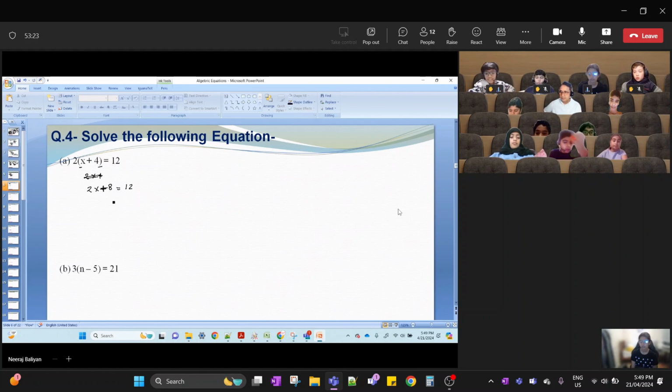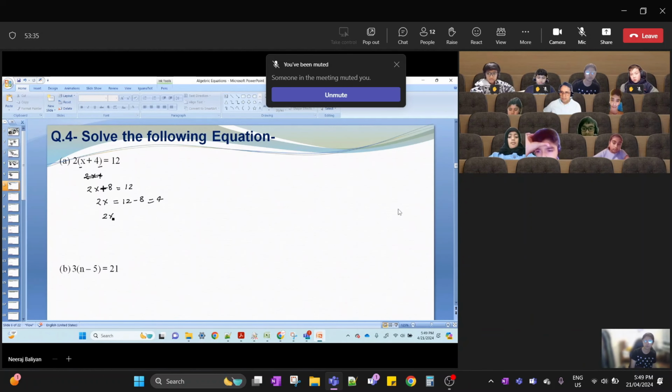So we can take the 8 to the other side, which would be 12 minus 8, which would be 4. So 2x equals 4. So 4 divided by 2 equals 2.